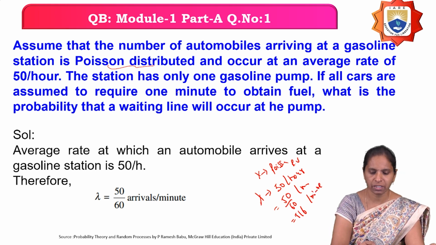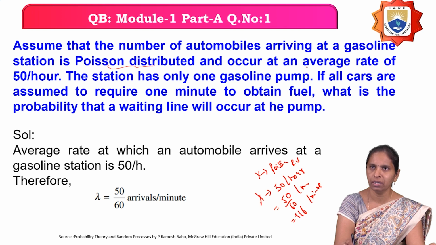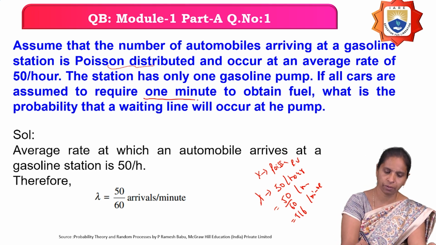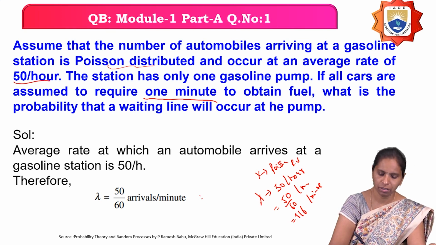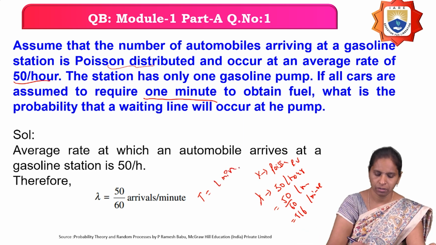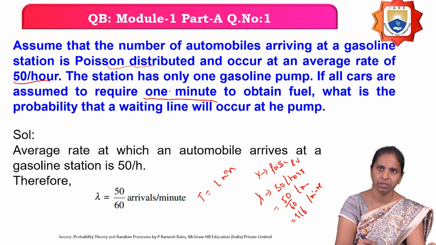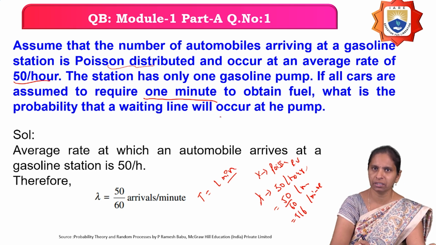Next, the station has only one gasoline pump. If all the cars are assumed to require 1 minute to obtain the fuel, then the time duration of interest T equals 1 minute. Here they have given 50 per hour, and T equals 1 minute, so you have to change them into the same time unit, either hours into minutes or minutes into hours. Then you have to calculate the probability that a waiting line will occur at the pump.